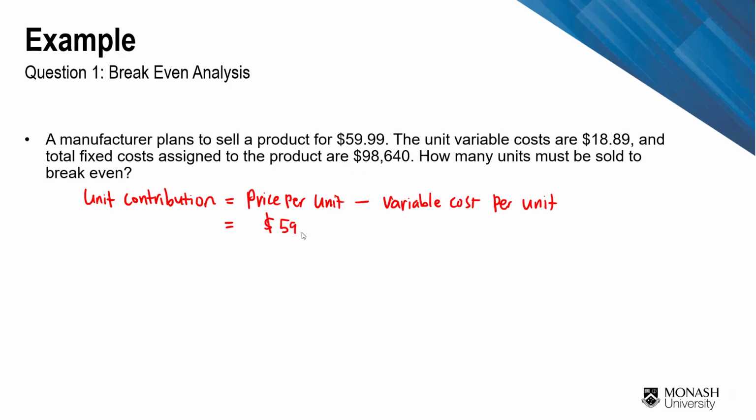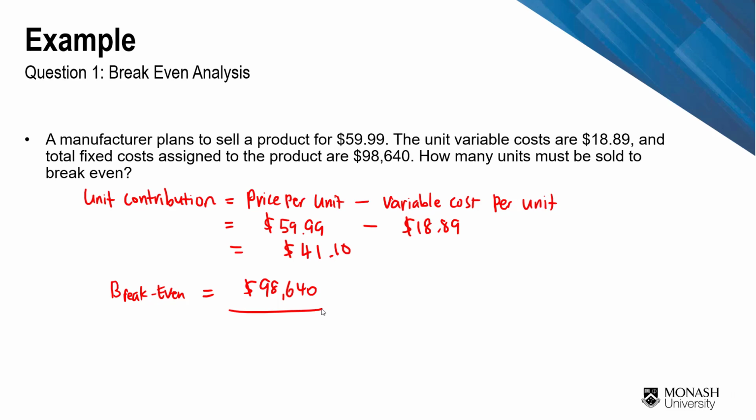$59.99 minus $18.89. So that's going to be equal to $41.10. And our break-even is equal to 98,640 divided by 41.10. So that's going to be approximately 2,400 units.